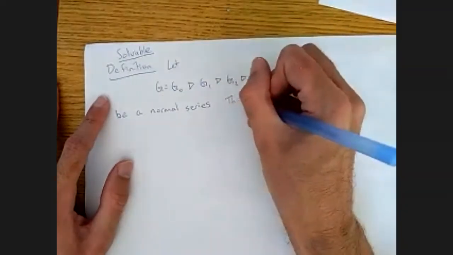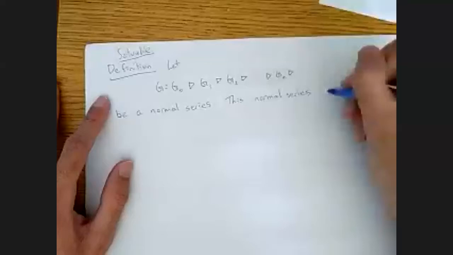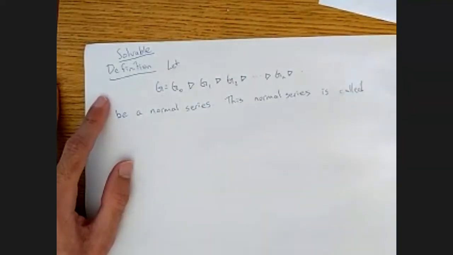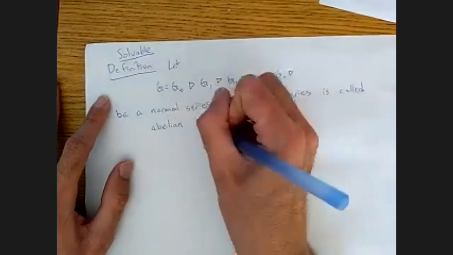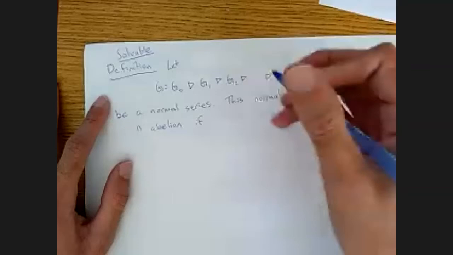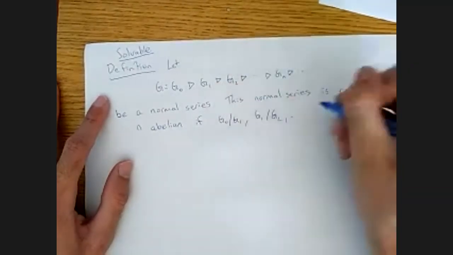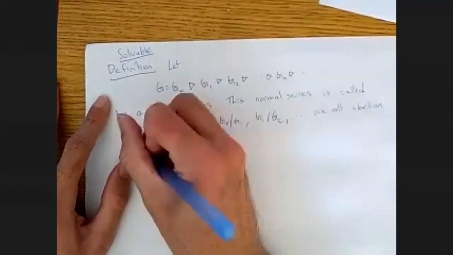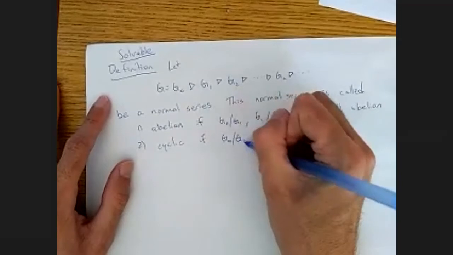This normal series is called Abelian if G0 mod G1, G1 mod G2, and so on, are all Abelian. And it's called cyclic, well, you can probably guess, if all the quotients are cyclic.